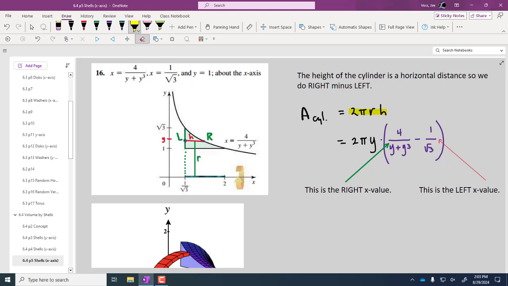So the one thing that's more complicated with shells or cylinders is that you have distances that are both parallel and perpendicular to the axis of rotation. With disks and washers, everything is perpendicular to the axis of rotation. But for a cylinder, we have both. There's our axis of rotation down there. The radius is perpendicular to the axis, and the height of the cylinder is parallel to the axis. So that's why it's a little more complicated, because we have both going on.